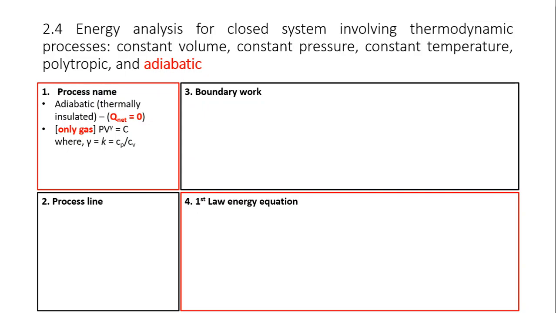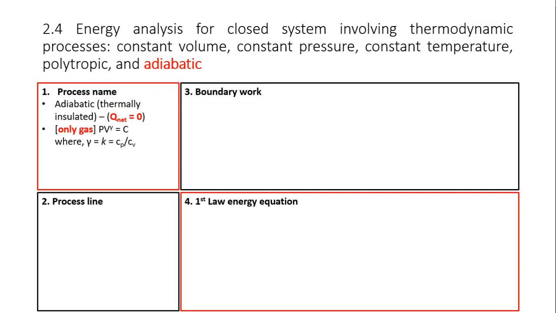So the thermodynamic name is called adiabatic. Adiabatic here is another meaning for thermally insulated. In other words, the amount of heat cannot enter or leave the system. Therefore, Q net here is 0.